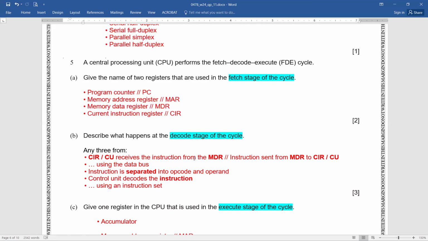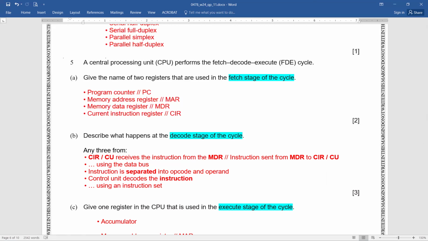So just recall, CIR receives the instruction from MDR, and this is sent using the data bus. Then after that, the instruction is separated into what has to be done, the opcode, and the operand. And then the control unit is going to consult the instruction set to know what to do. The control unit is now going to decode the instruction. For that, it needs to consult the instruction set, or you can say a list of commands present to help in performing any task by the CPU. So this is going to be the right answer.